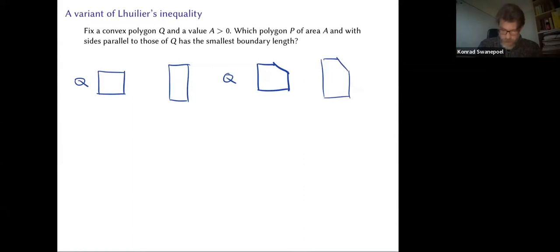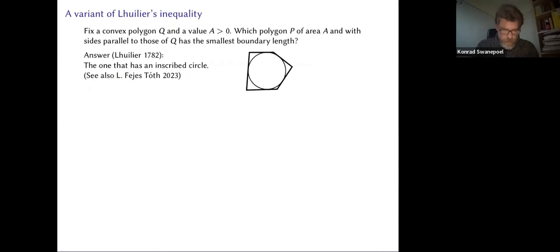Well, the answer turns out it's exactly the one where if you put an inscribed circle inside, it has to touch all the edges of the polygon. So that's how you have to position those directions. That thing is called L'Huilier's inequality.